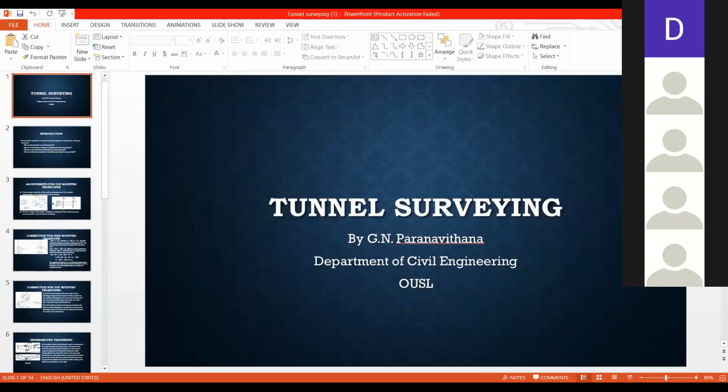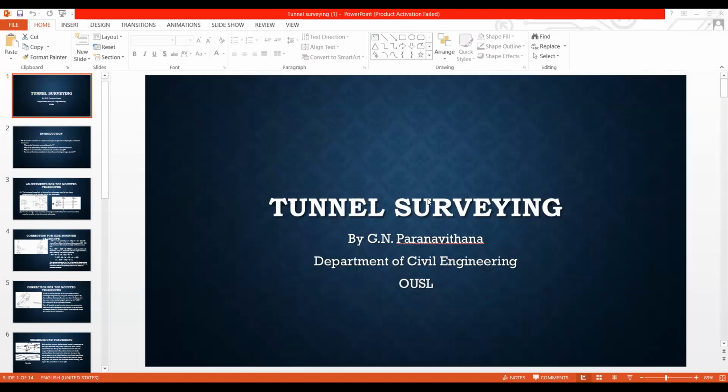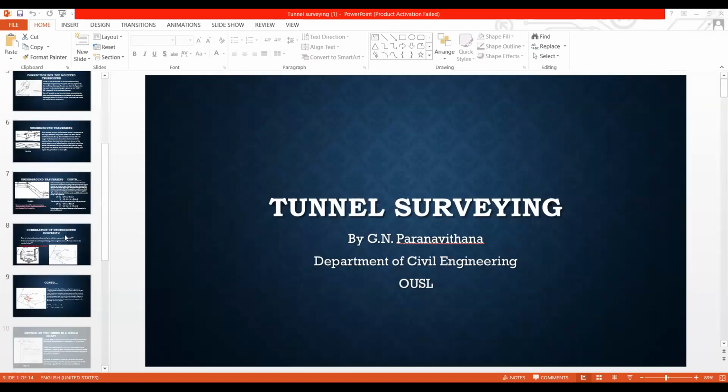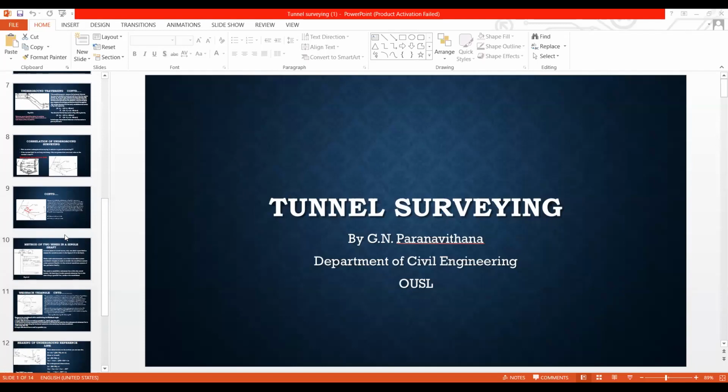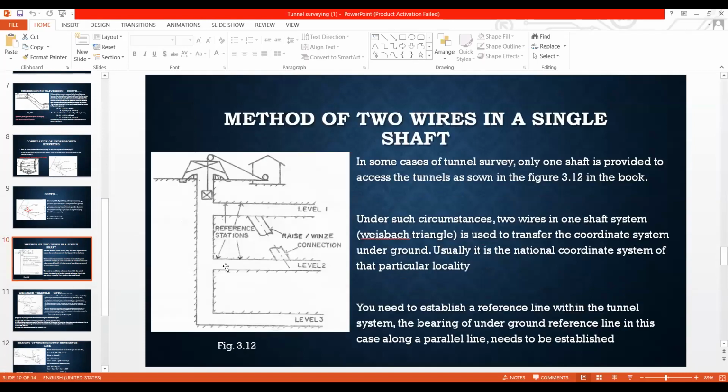So we will start from 3.9.3. I'll share the presentation. Right now we did all these things, and so we have to start with this method of 2 wires in a single shaft.